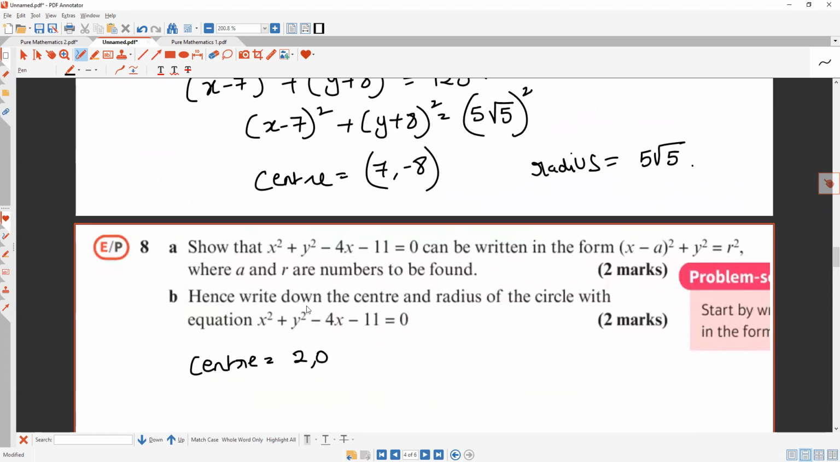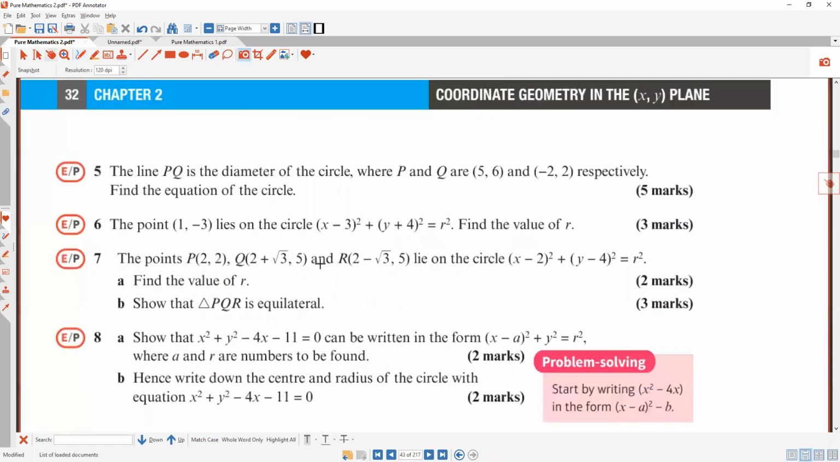So those who are online should practice this, and you should get the center to be (2,0) and your radius to be, what was it, root of 15 if I'm not wrong. Okay, fine. Let's continue now.